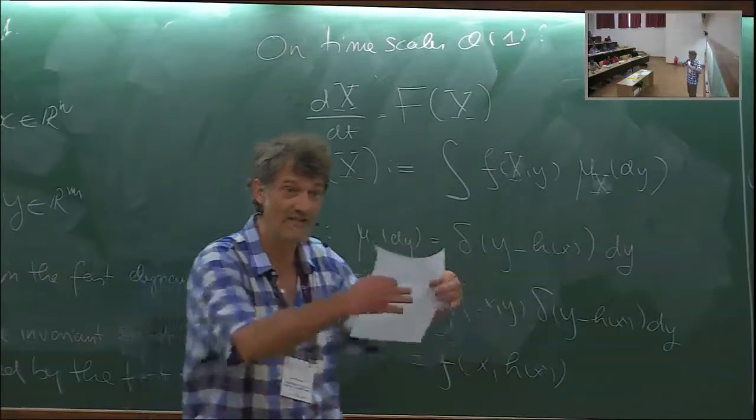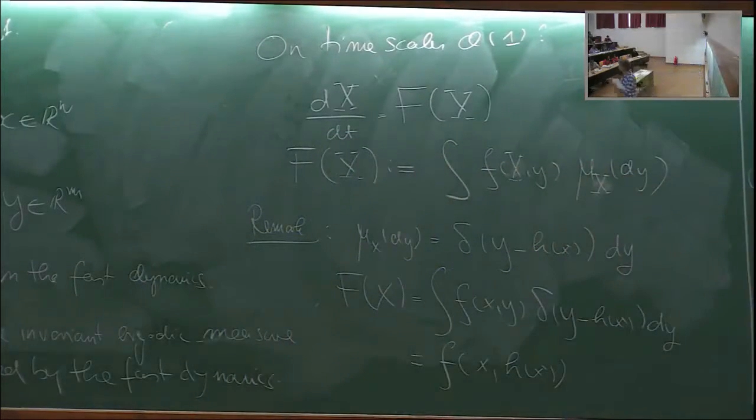Averaging is just a framework. It's not only working for periodic. We're going to use it later on for chaotic dynamics. We're going to use it for stochastic dynamics. All you need is some ergodic, some invariant measure.